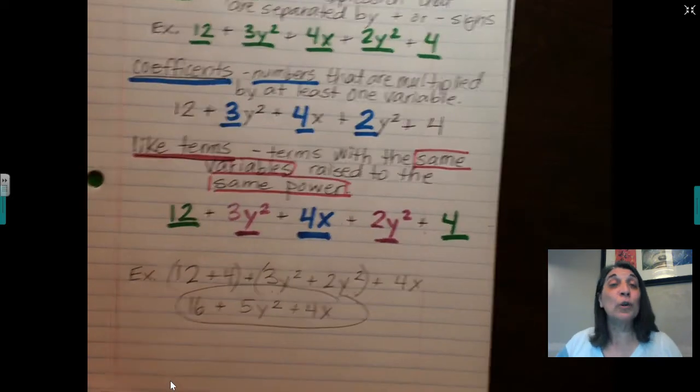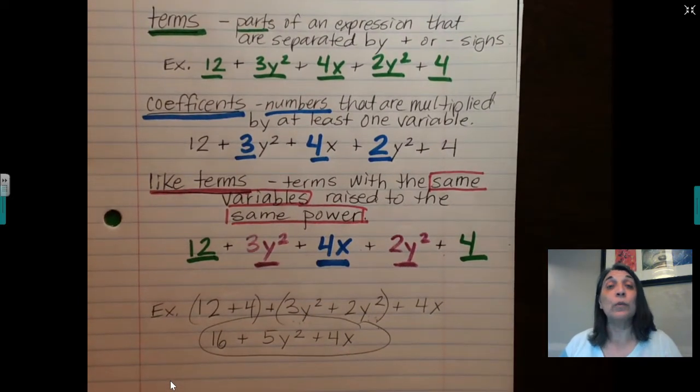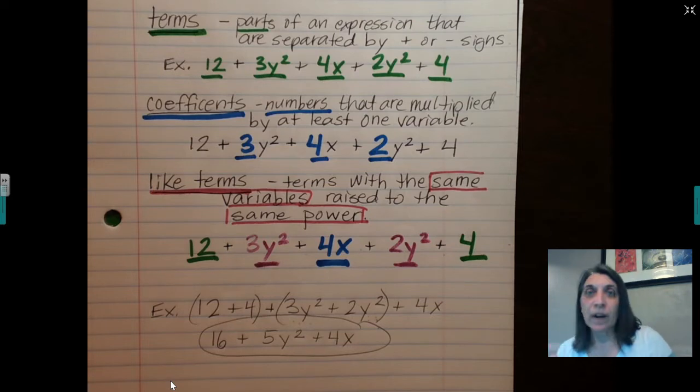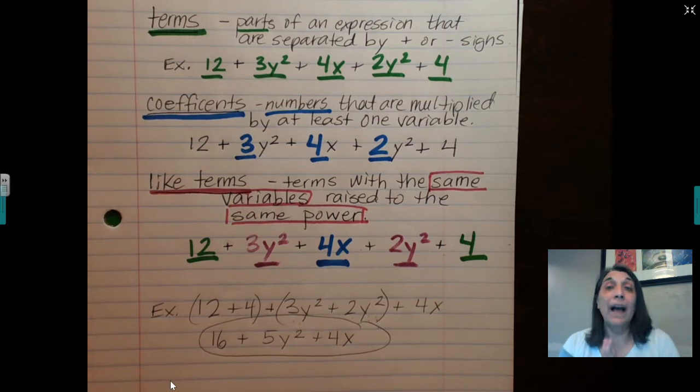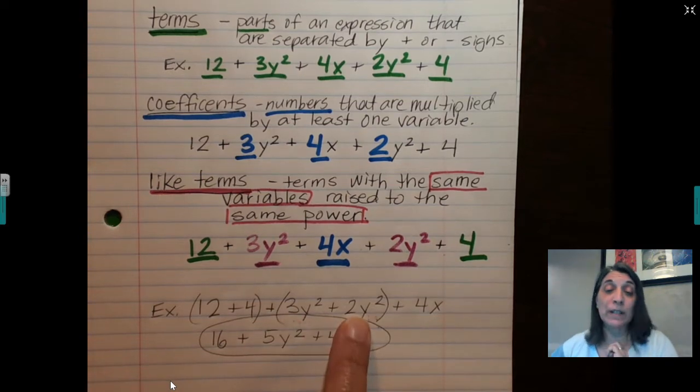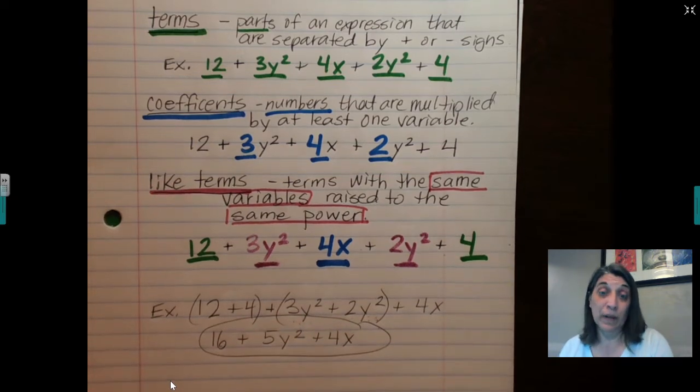This vocabulary is super important, and I hope that if you did it in the colors like I asked you to, you'll be able to come back and go, okay, now wait, what was that coefficient again? It's just the number in front of the variable. You can add the coefficients if you have like terms. And what are like terms? A term that has the same variable raised to the same power. So I was able to add my 3y squared and 2y squared because they were like terms, and I was able to just add my coefficients, which is pretty cool.